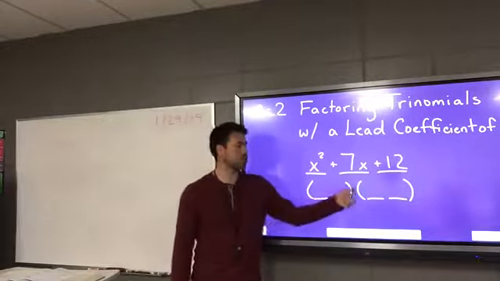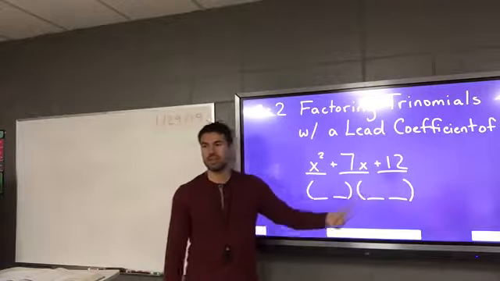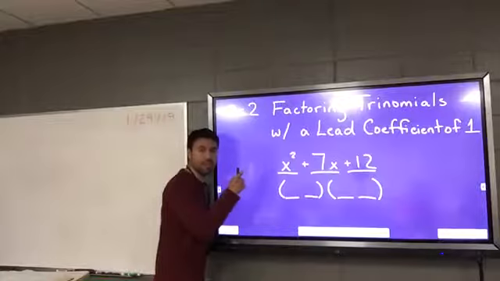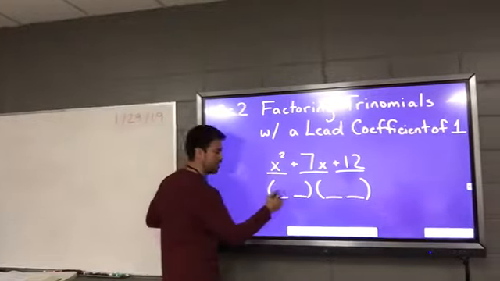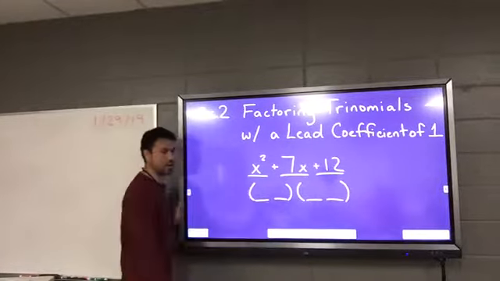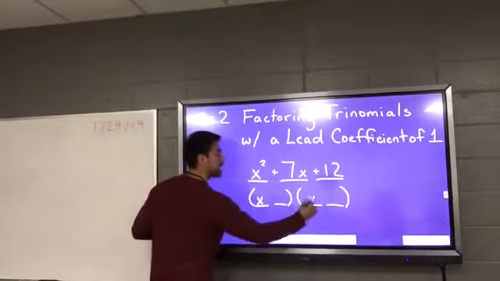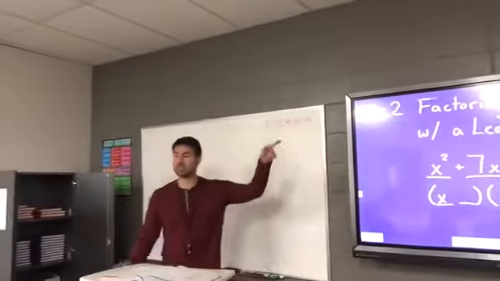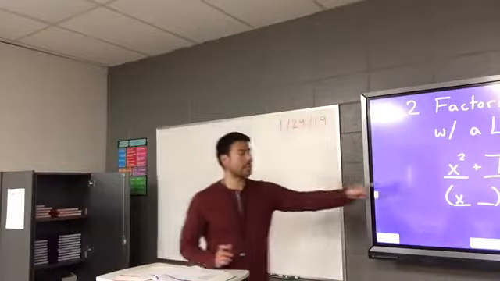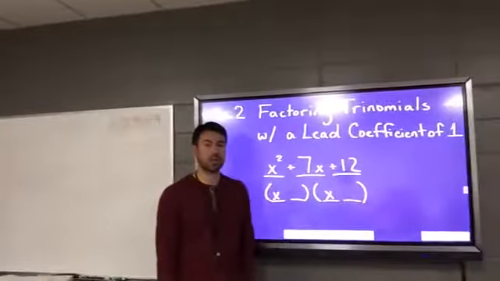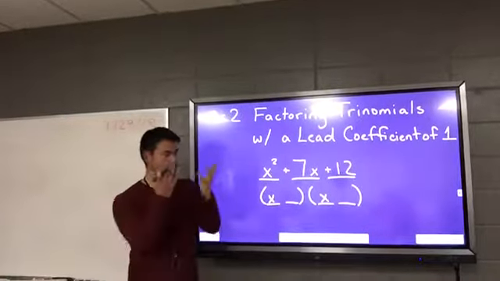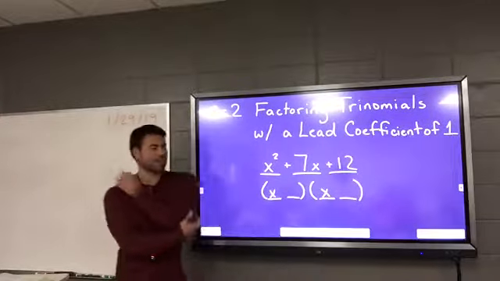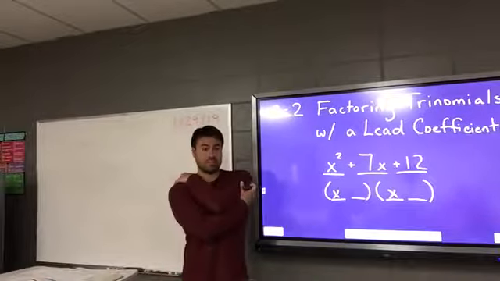Does anyone know what the first term is going to be in each binomial? Let me ask you this. FOIL. First terms. What times what gives me x squared? X times x. That's the first spot. You already went through half the problem. You got the first term in each binomial. That's what goes here, and that's what goes here. Automatically. But the real gist of the problem, the bulk of the problem is right here with what goes in those spots.